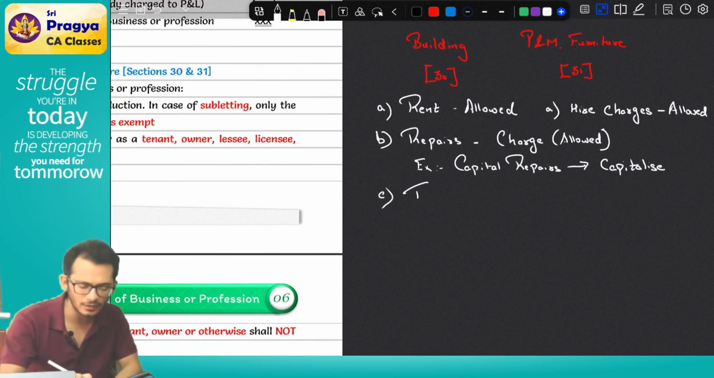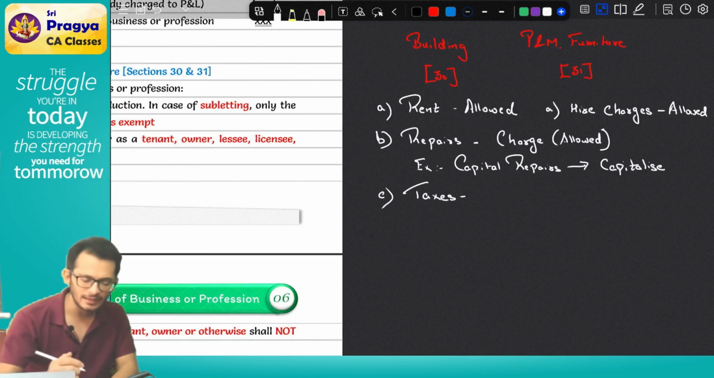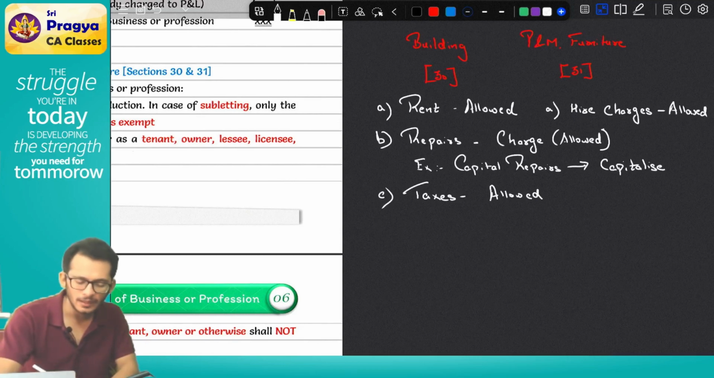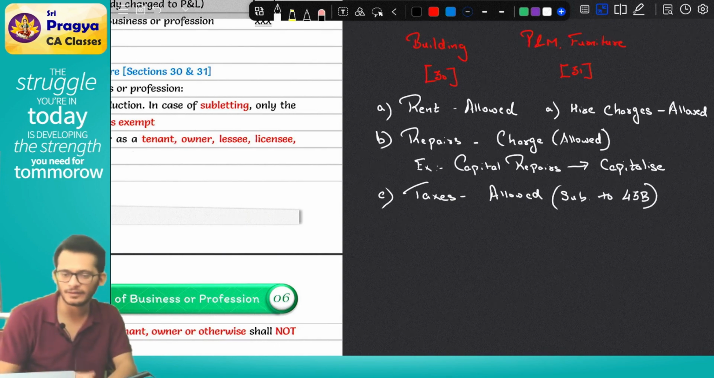You can pay something called taxes. Like for building, you will pay building taxes. For others, you can pay rates and taxes and all those things. Taxes also allowed, no problem. This is indirect taxes, yes or no? This is indirect taxes, therefore allowed, no problem. But you have something called 43B. When we go to 43B, we'll discuss. As of now, allowed.